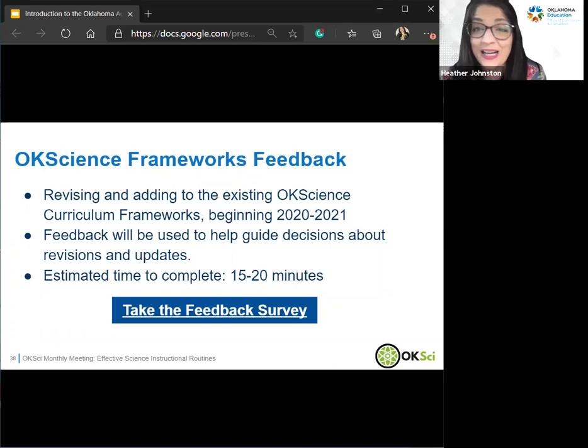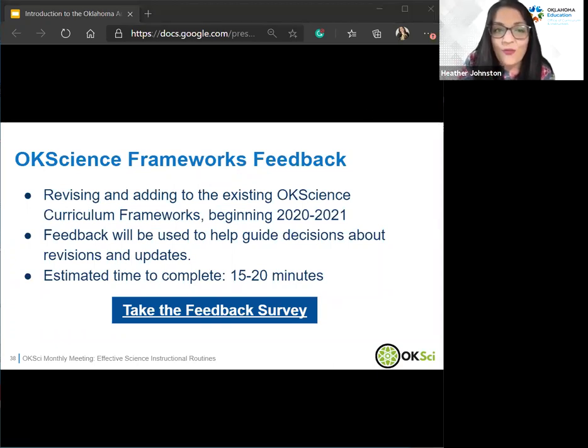Because there's a couple of things that I'm going to ask of you. So the first thing is, for our frameworks, we want feedback on what is good, what is bad, what needs to be revamped, that kind of thing. So we are looking for feedback, which I will provide that link inside the chat box. So if you are familiar with the frameworks, take the survey. If you are not familiar with the frameworks, please take the survey.